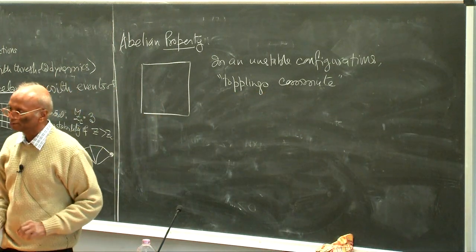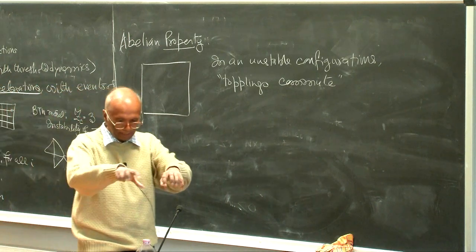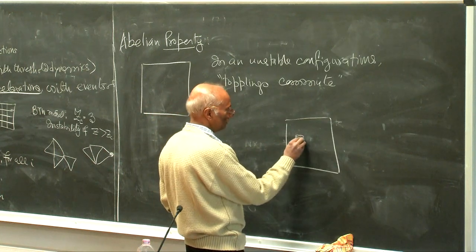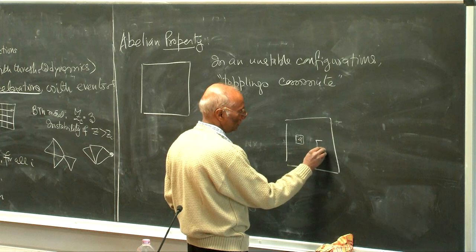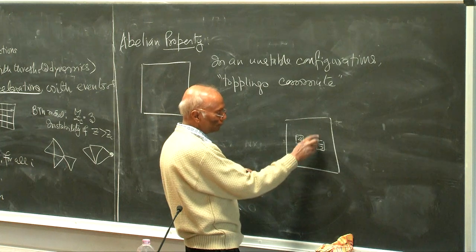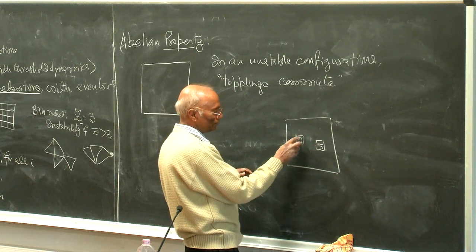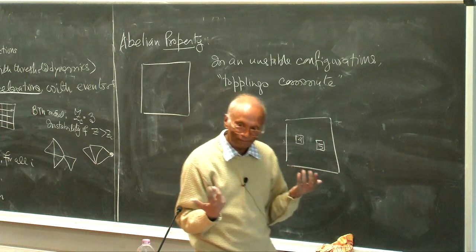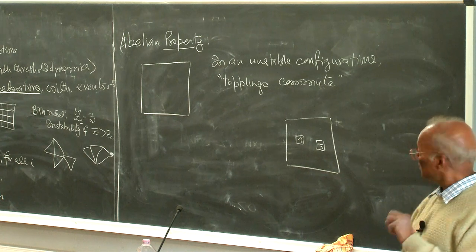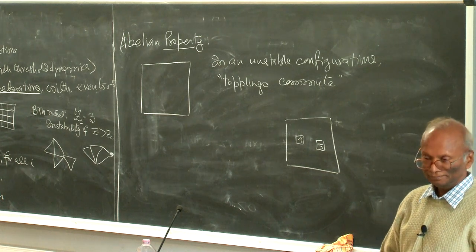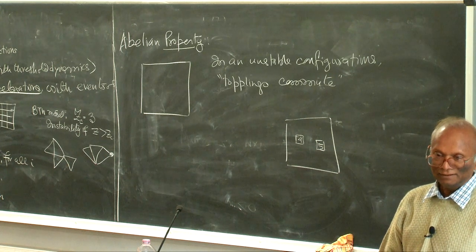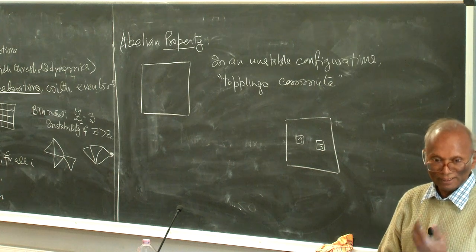So two topplings commute, and this proof is all clear. Here is my configuration, here is a site with height 4, here is a site with height 5. I topple here, I will decrease this by 4 and send one particle to each neighbor. I'll decrease this by 4, send one particle to each neighbor. Clearly it doesn't matter in which order I do this. If these sites are adjacent to each other, that's slightly more tricky. But it's easy to convince yourself that even then, it doesn't matter in which order you topple them, and then it's true.